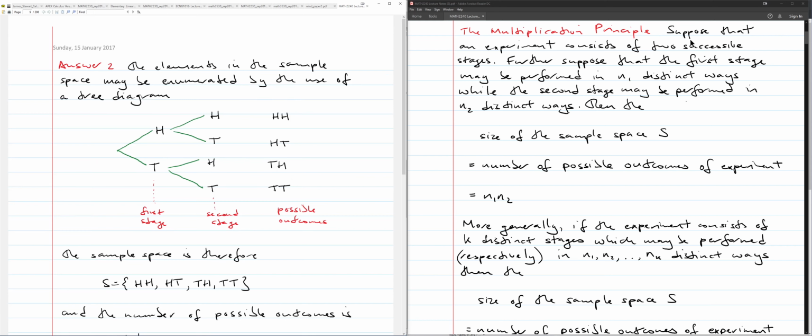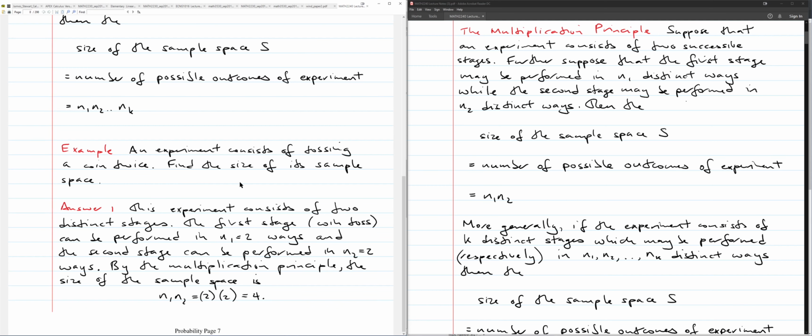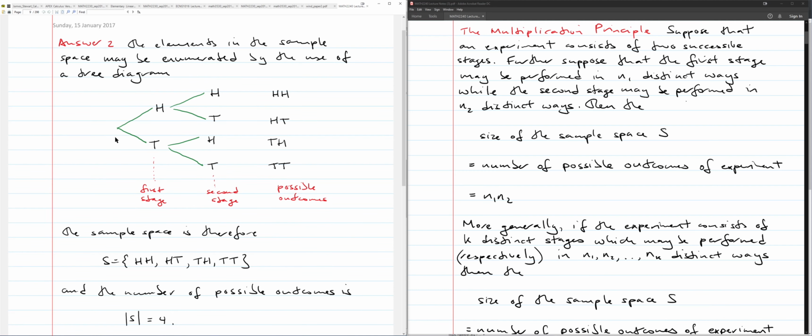All right. So if an experiment consists of 2 successive stages, in this different example we're tossing a coin twice, and I want to get the size of the sample space. This is where I start. After I flip once, I have 2 possible outcomes. And then for each outcome after the first stage, I'm going to have 2 more possible outcomes for my second stage. So that's what's going on over here.